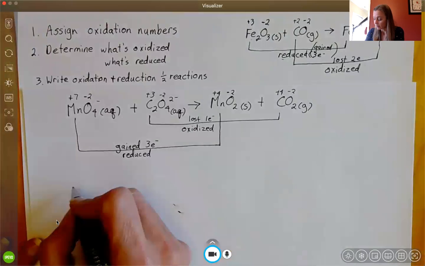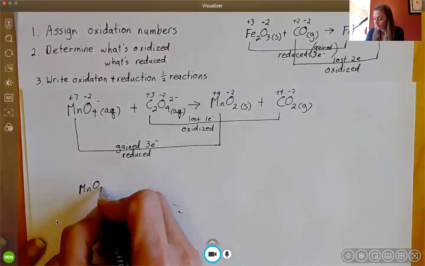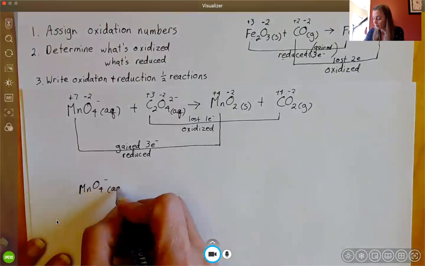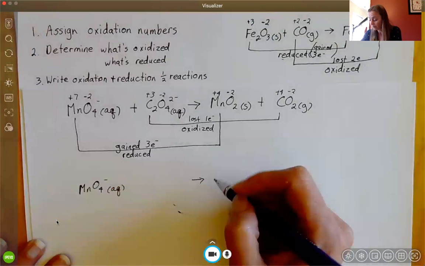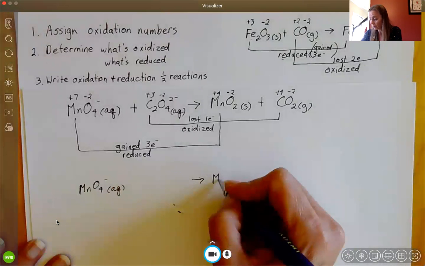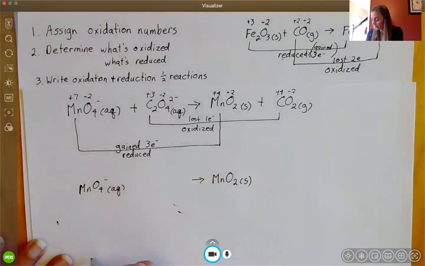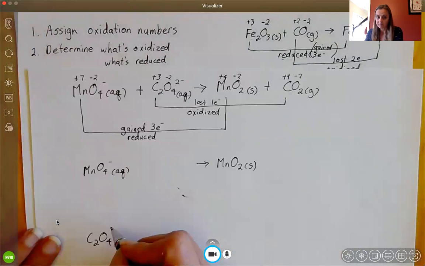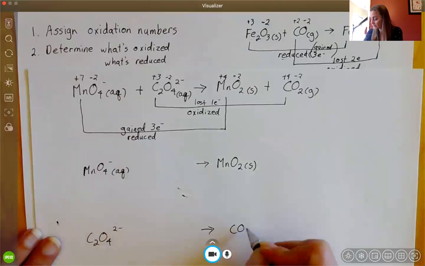So I'm going to take the permanganate ion and the manganese containing product, and that's going to be the manganese 4 oxide. And my other half reaction is the oxalate ion becoming carbon dioxide gas.